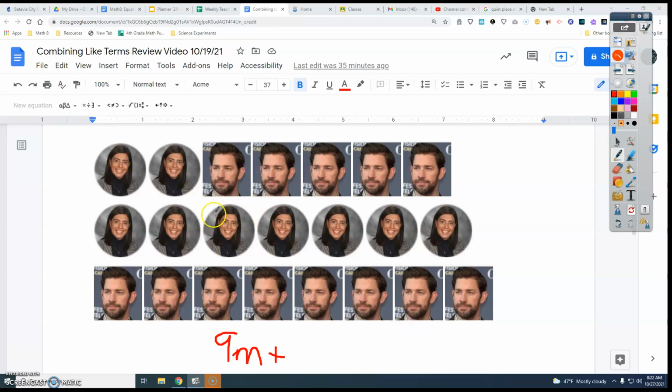But if we look at Mr. Krasinski, our actor, we have 1, 2, 3, 4, 5, 6, 7, 8, 9, 10, 11, 12, 13. So that would give him, he would be 13K because last name is Krasinski. And I hope I'm saying that correctly. So this would be our final expression.